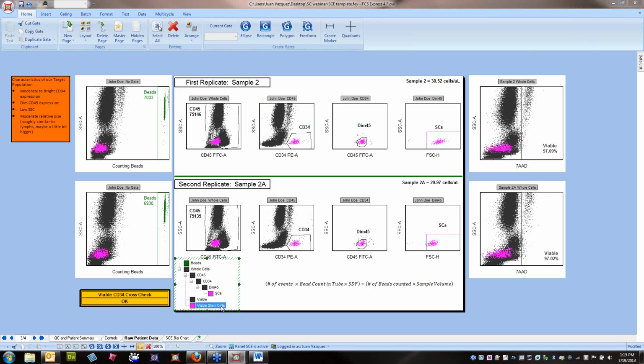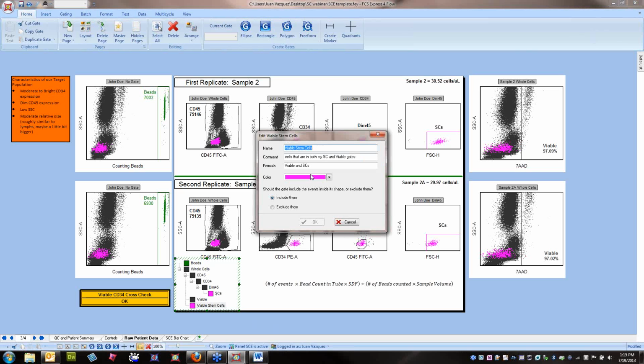If I double-click on that, then you'll actually see here, just like we did before with the whole cell population, we can see the formula that I used to create that gate. And I also put in a comment here saying that the cells of this gate are the cells that are in both my side scatter, my stem cell, and my viable gate.